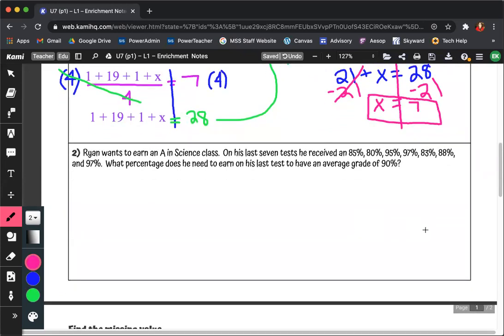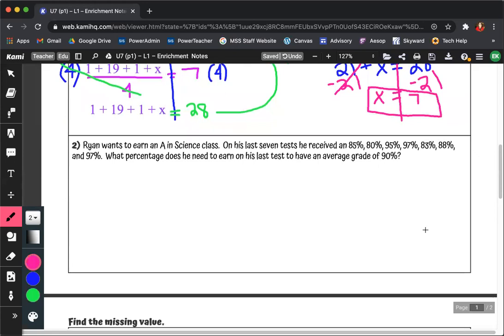Ryan wants to earn an A in science class. On his last 7 tests, he received an 85%, 80%, 95%, 97%, 83%, 88%, and 97%. What percentage does he need to earn on his last test to have an average grade of 90%?